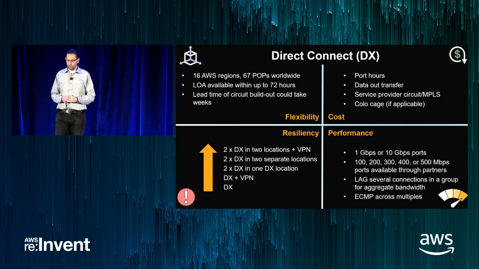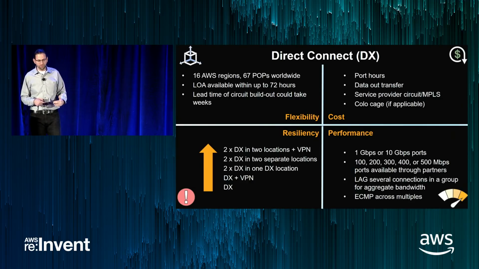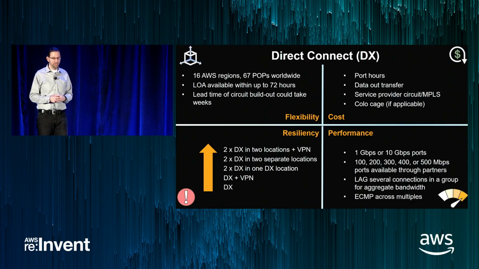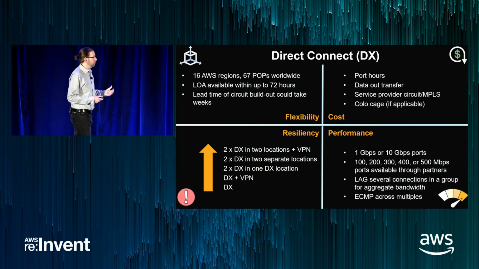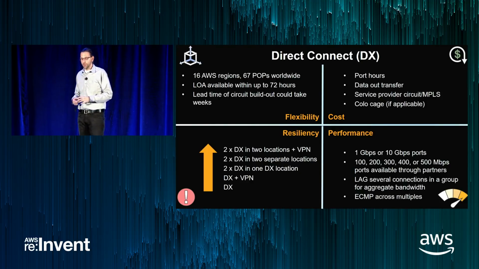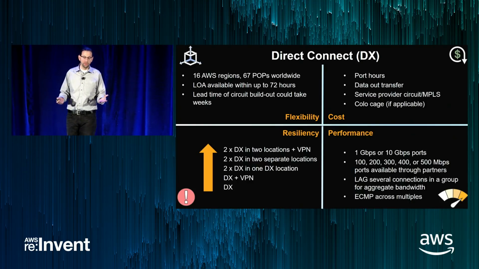Your cost is going to be a factor of the port hours, the data out, which is going to be less expensive than over the internet, and any provider charges. And performance is going to be either 1 or 10 gig, depending on what you've chosen, or those sub 1 gig options if you're using a partner. The more connections you add, the more bandwidth.